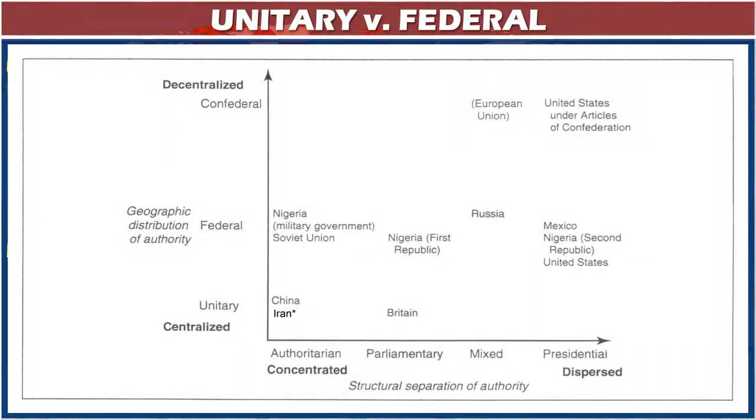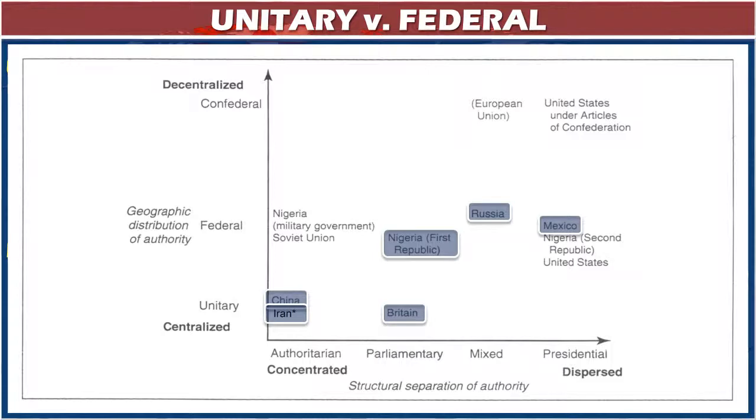Now, let's look at the countries in our course. Here are the countries we're going to look at: Nigeria, Iran, China, Russia, United Kingdom. So where do they fall on these things? On the horizontal axis, you have a difference between authoritarian governments and different types of democratic governments. And then, let's say, the geographic distribution of authority from unitary at the bottom to federal to confederal. And so this is where the countries that we'll look at fall on the distribution.